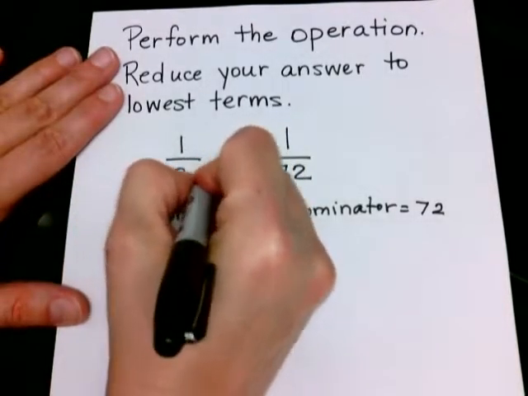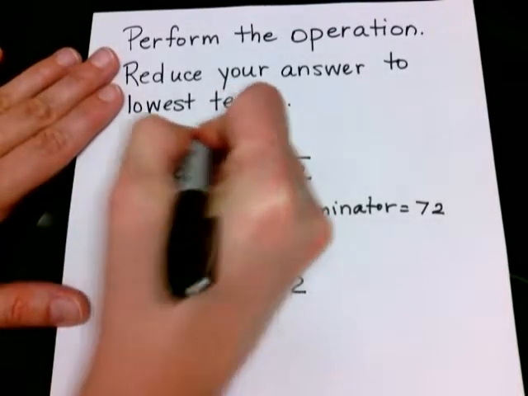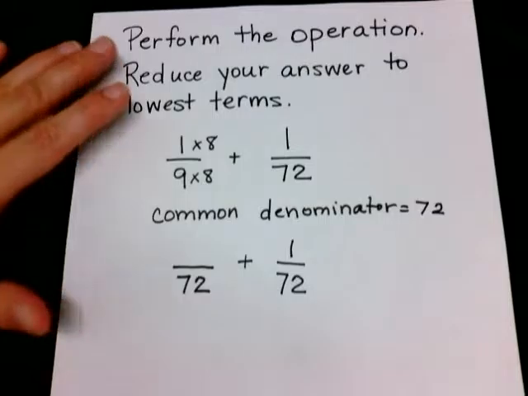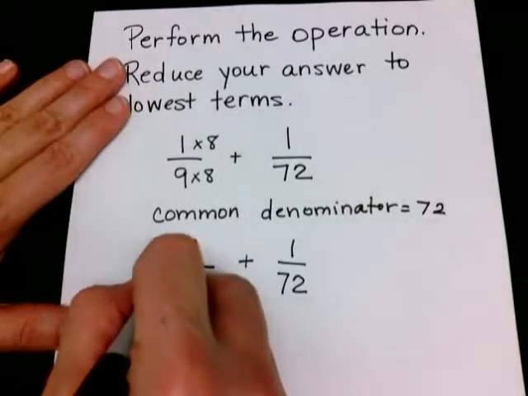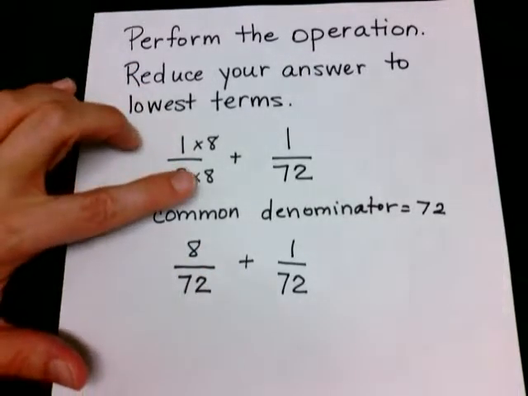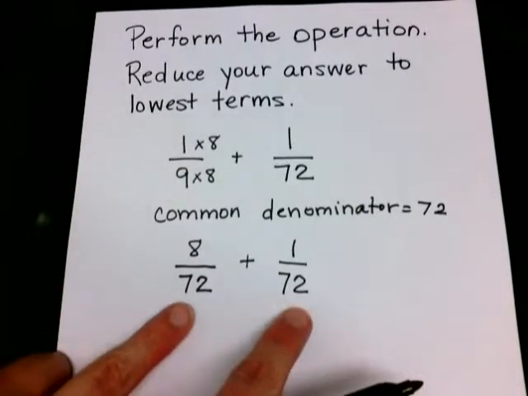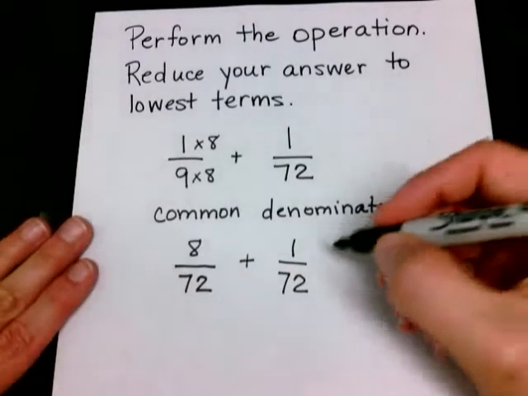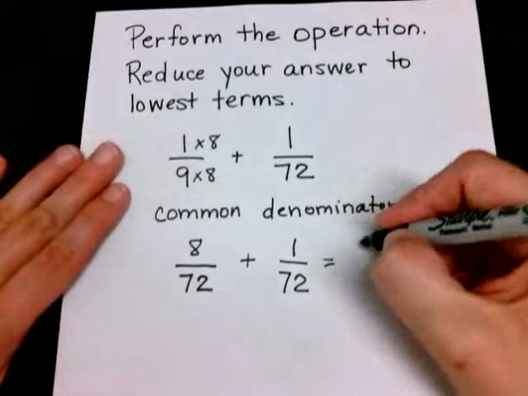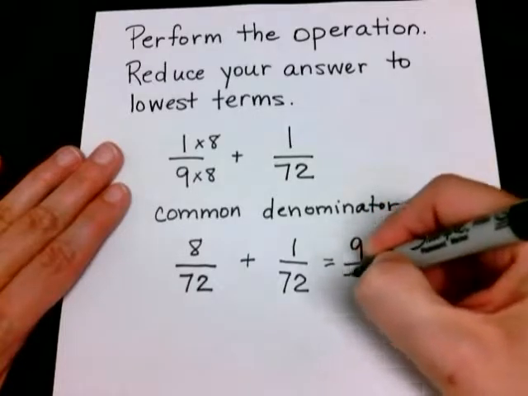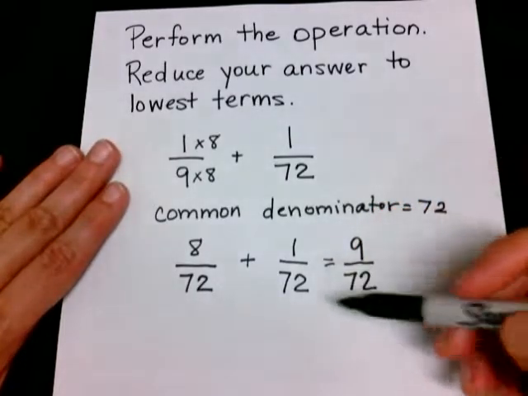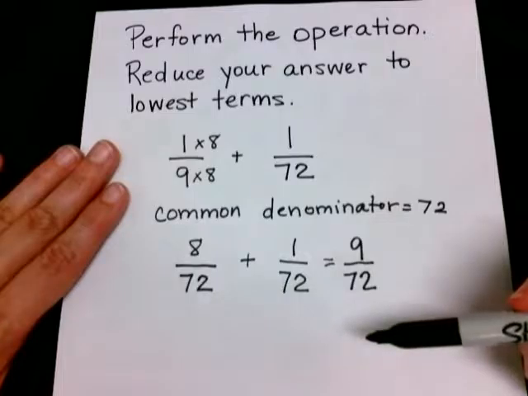So I'm going to multiply the top and the bottom of this fraction by the 8. So 1 times 8 gives me 8. In the same way that 9 times 8 gives me 72. Now notice my two fractions now have the same denominator. We're ready to go ahead and add the tops. So 8 plus 1 gives me 9, and we'll leave the denominators the same. We don't actually add them on the bottom.